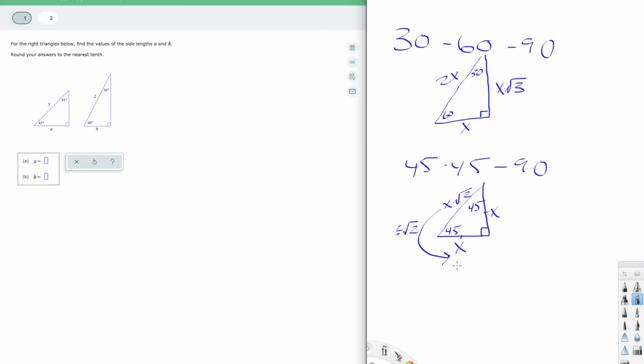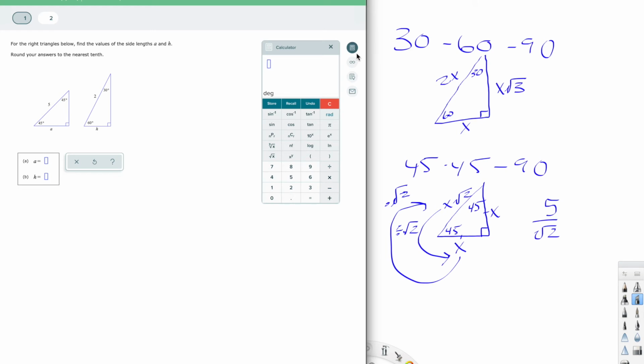If I'm going this direction, I'm multiplying by square root of 2. So I just need to look at which direction I am going. Since I'm going from 5 to the A, I'm going from the hypotenuse to the side. I'm going to do 5 divided by square root 2. I can't leave it like this. If we put it into a calculator, this actually will just divide it for us, divided by square root 2, and we can just round it off.